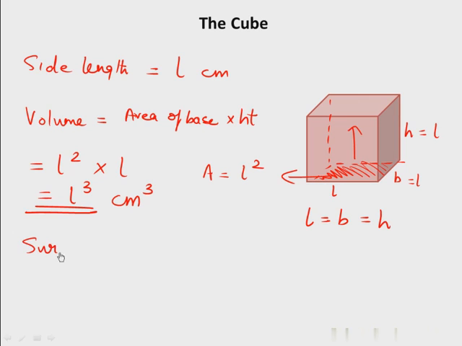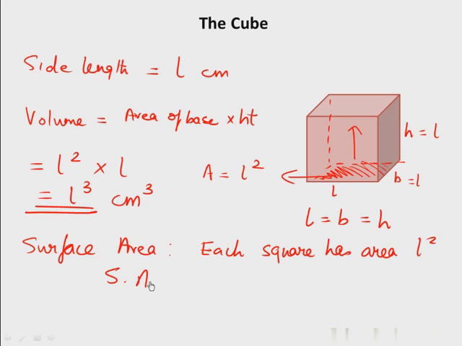What about the surface area? What are the surfaces of the cube? As you can see, there are 6 surfaces that make up the cube. And all of them are squares. What's the area of that square? Each square has area L square. And since there are 6 of them, the surface area of the cube is 6L square centimeters square.